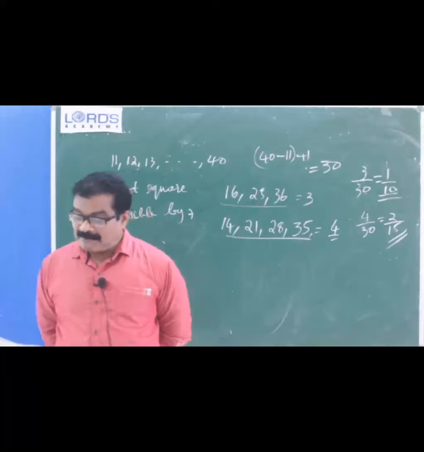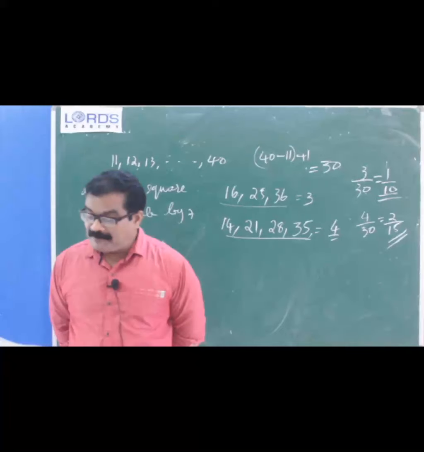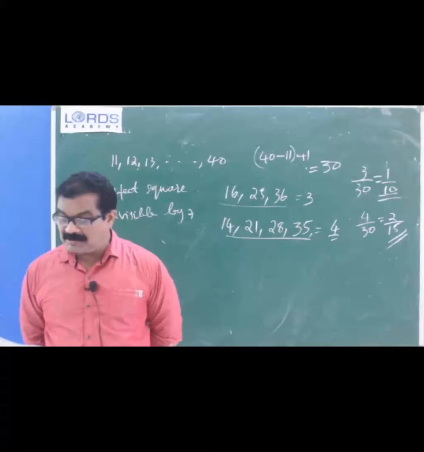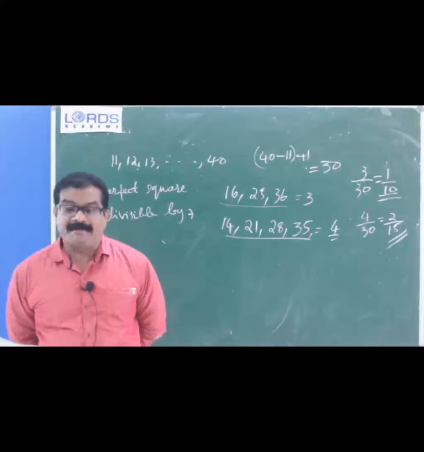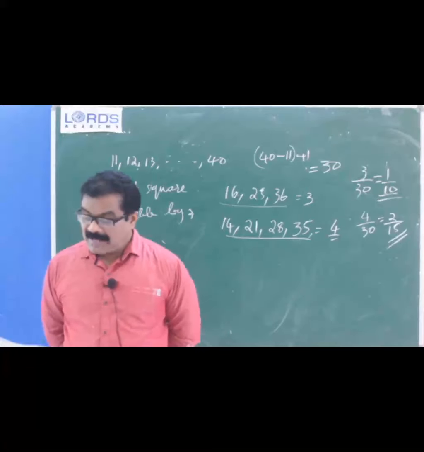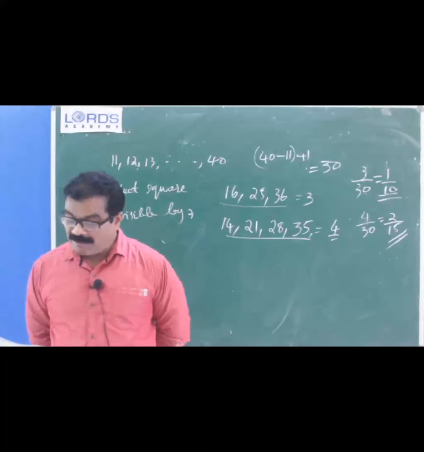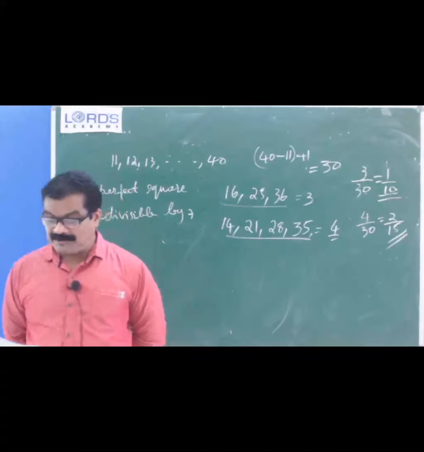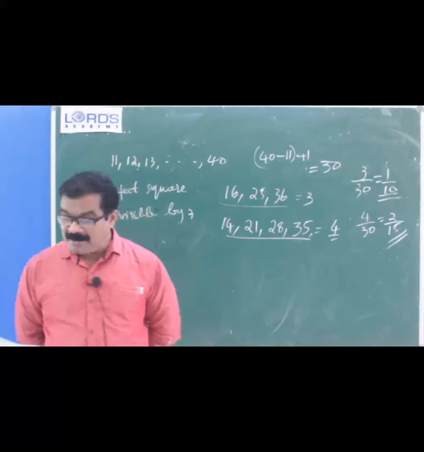Question number 33, 2011 question. From a pack of 52 playing cards, all cards whose numbers are multiples of 3 are removed. A card is now drawn at random. What is the probability that the card is an ace card, a face card? Face card means king, queen or jack. And also what is the probability of getting an even numbered red card?